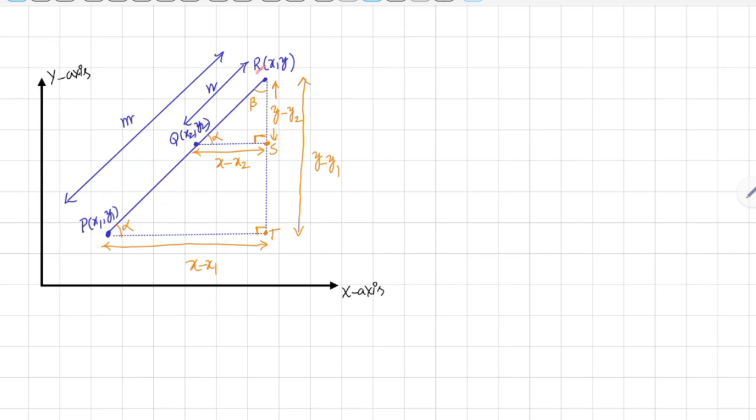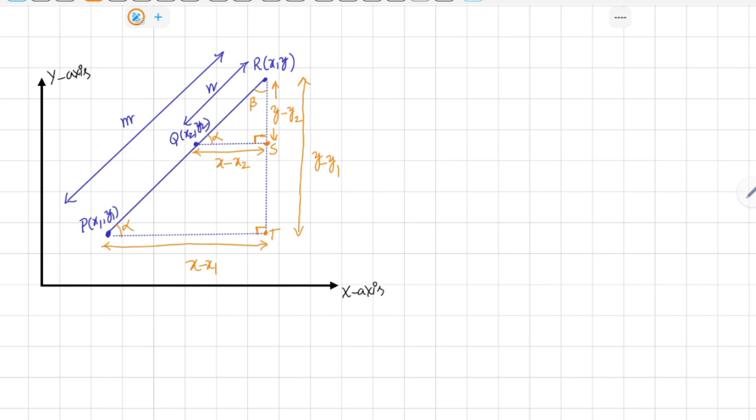So the point R is dividing the line segment PQ in the ratio of m is to n externally, because this point is not in between P and Q. It is outside of or beyond P and Q. That's why we call it external division. So in this video, what we are actually finding is a section formula for external division.